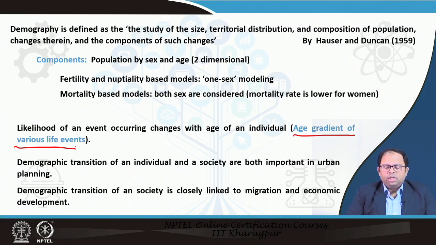Demographic transition of an individual and a society are both important in urban planning. So not only how a particular individual is changing from one age group to another after a certain period of time, but how the entire society is moving and what implications it has in urban planning, both are important. And demographic transition of a society is closely linked to migration and economic development. That means the demographic pattern of a particular society influences the migration to that particular area, because different demographic structures indicate different kinds of economic development or different kinds of activity rates in a particular population.